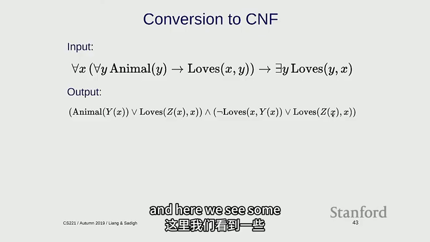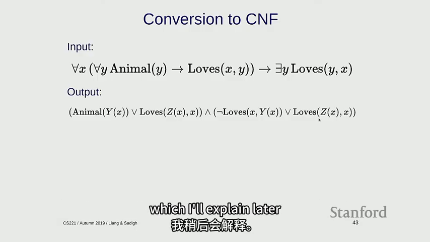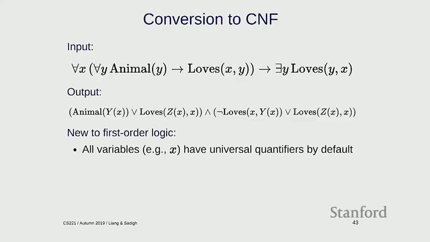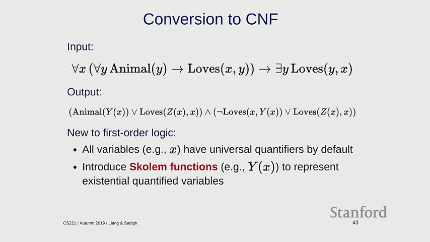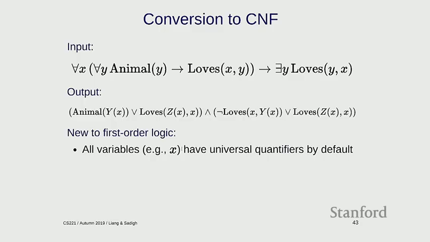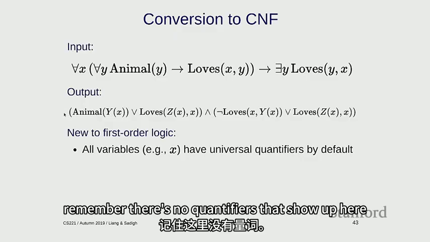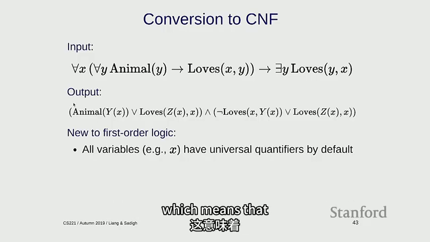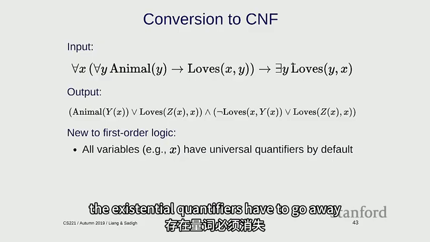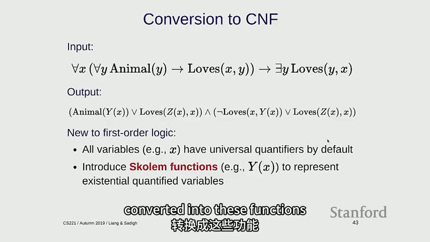And here we see some functions that have emerged called Skolem functions, which I'll explain later. And that's basically it. So we have to handle variables, and we remember there are no quantifiers that show up here. By default, everything is going to be universally quantified, which means that the existential quantifiers have to go away, and the existential quantifiers get converted into these functions.